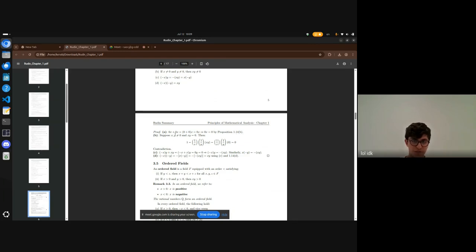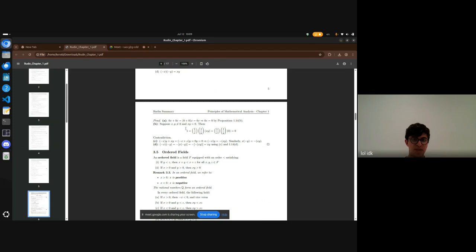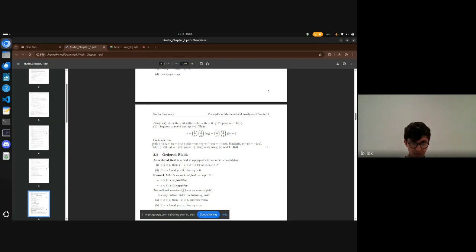Now suppose x is not 0, y is not 0, and xy equals 0. Then we can use multiplicative inverses. We know xy is 0. So we know this is 1, but we know this is 0. So that doesn't make sense, it's a contradiction. So that means if x is not 0 and y is not 0, then xy is also not 0.